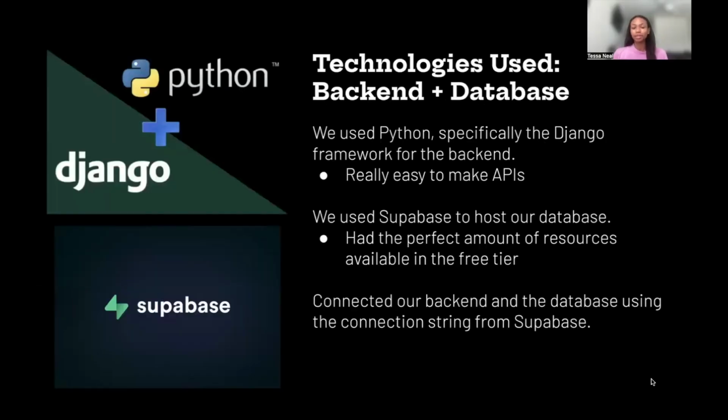Hi everyone, my name is Tessa Neal and I'll be going over all the technologies that we use for our web application. So to start with the back end, we use Python, specifically the Django framework. And Django was really amazing for our project because it was very easy to make APIs using the Django REST framework. And then to host our database, we use Supabase. It had the perfect amount of resources available in the free tier, so it was really great for our project. And then we just connected our backend to the database using the connection string from Supabase.